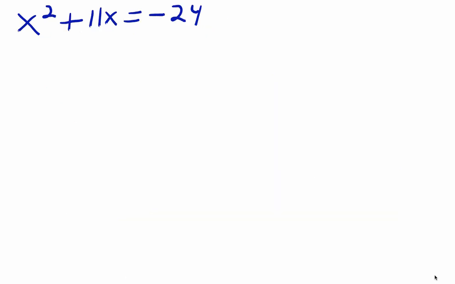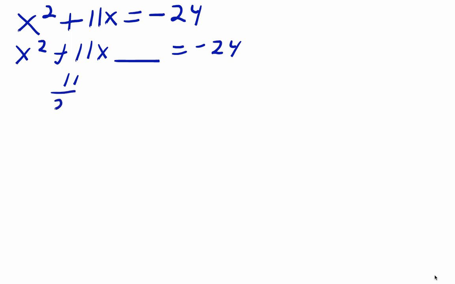Alright, so on this one here, they've already put the negative 24 or the minus 24 on the other side for me. So they've already done some of the work. It started out equal to 0, but they've already put it on the other side for me. So now we have x squared plus 11x, leave our blank space, equals negative 24. So I take half of the middle term and then square it. So half of the middle term, 11 halves, square that, it would have then plus 121 over 4. Whatever I do to one side, I have to do to the other side.